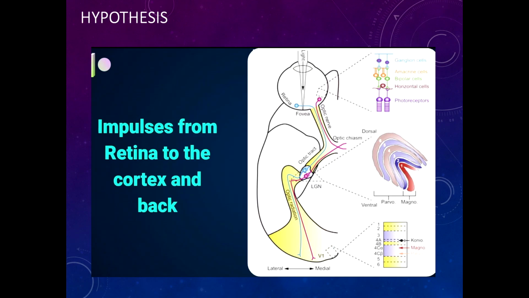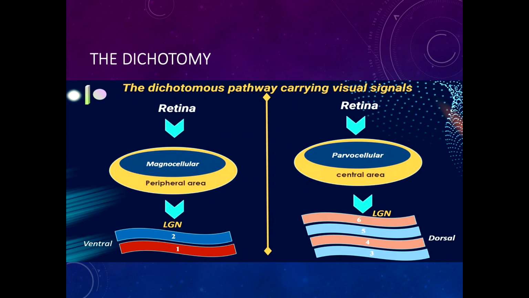Impulses from the retina go to the optic chiasma and then through the optic tract to the LGN, and end along with the optic radiation in the V1 area of the occipital cortex. Here the 4C alpha magnocellular cells send a discharge, and 4C beta receives the parvocellular cells. There is a dichotomy in the visual pathway. From the retina, the magnocellular cells are responsible for the peripheral area and go to the LGN 1-2 ventral area, and the parvocellular central area goes to the 3, 4, 5, 6 LGN dorsal area.